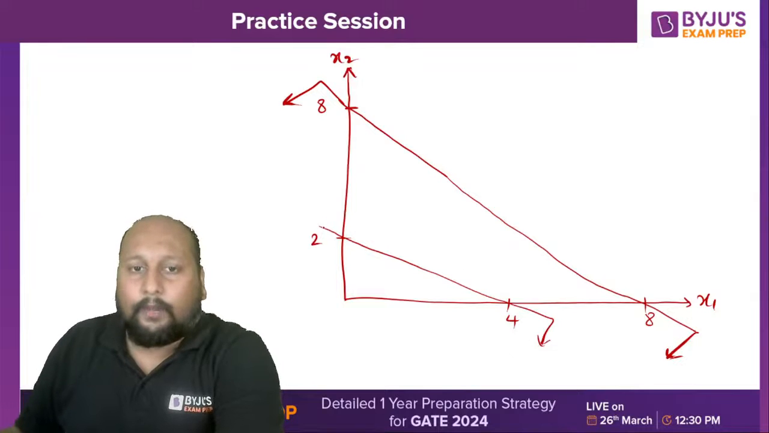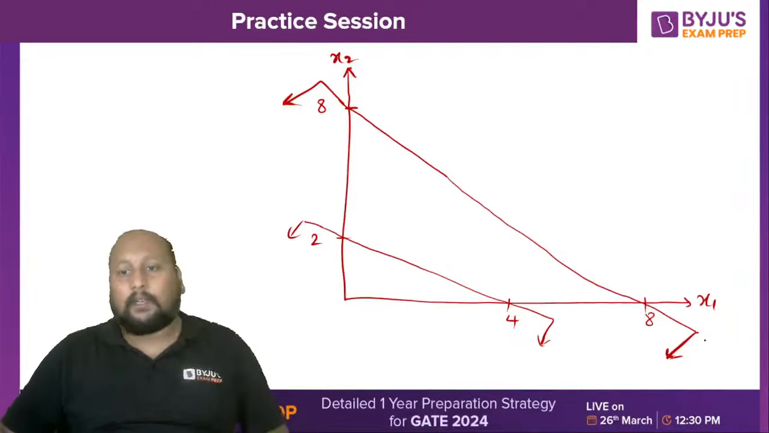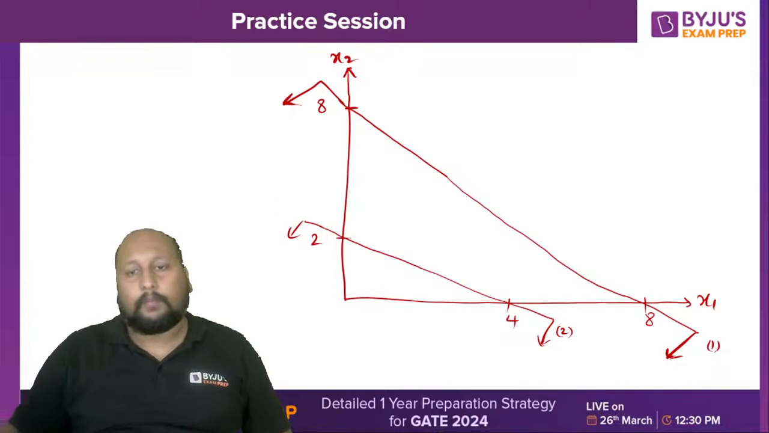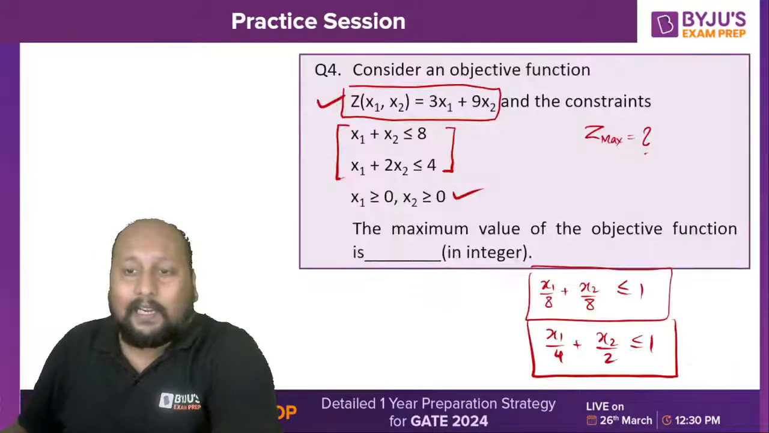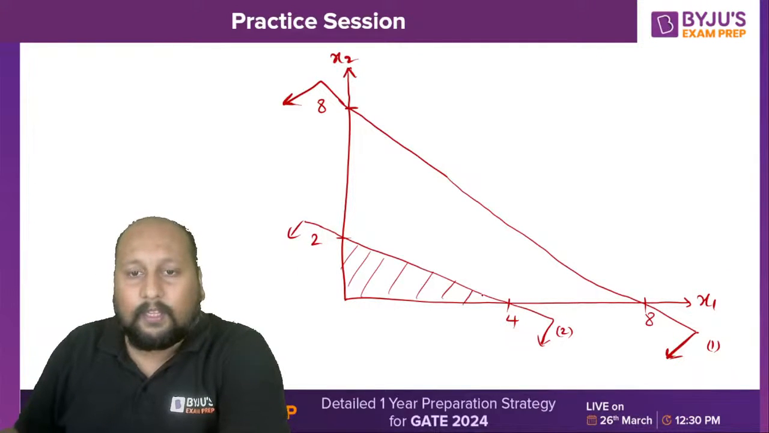Okay. So can you tell me which should be the feasible region? Or is there any redundant constraint? This is your constraint number 1. This is your constraint number 2. Right. So it is clearly visible that the feasible region will be this one. This one will be the feasible region.